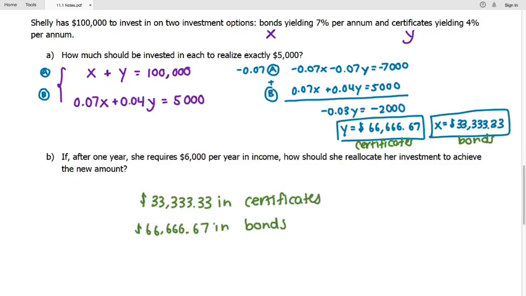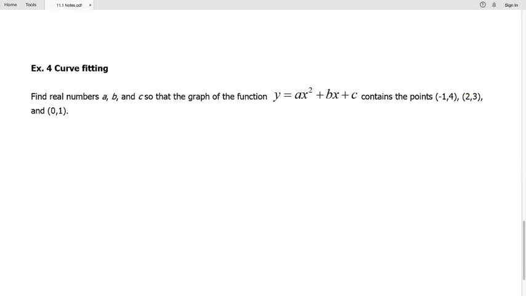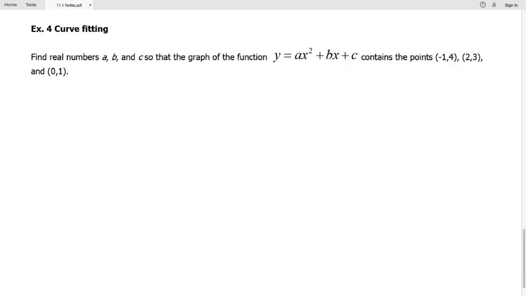All right, your paper should have a lot more work than that, but essentially what happened when we were looking for $6,000 per year income, we ended up flipping the amount of money we invest in the certificates and bonds from part A. So that is it. Email me if you've got questions on that one. There's one more example we're going to get through, which is curve fitting, and then that's it. All you're doing is finishing this set of notes handout.